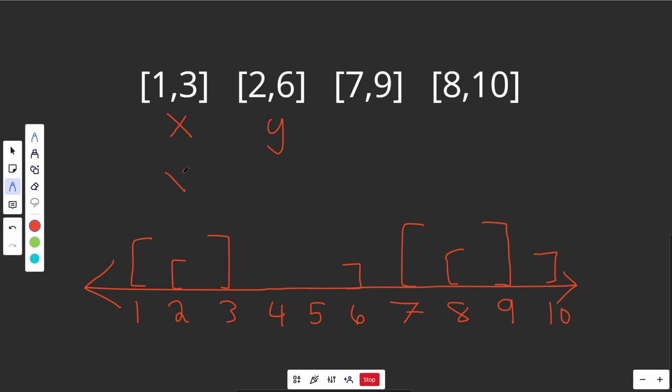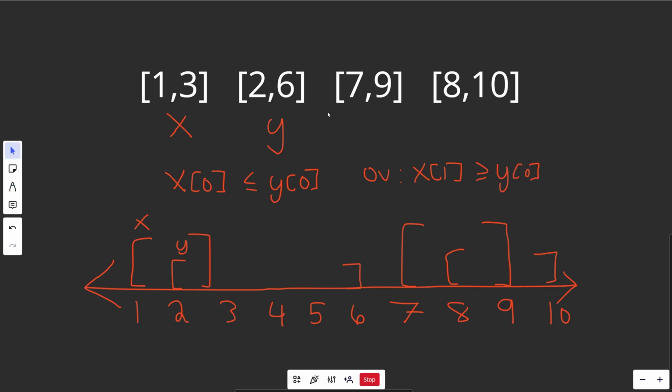So precisely, we know that X at 0, that just means the starting point of X, we know that the starting point of X is going to be before the starting point of Y, assuming that Y comes after in the input. Okay, so we know that X is going to start before Y. Then the definition of overlap, which I'll just call OV for short here. Overlap would be if you have that X at 1 is greater than or equal to Y at 0. Okay, so we need to sort the array by the starting points, and that is the definition of overlap.